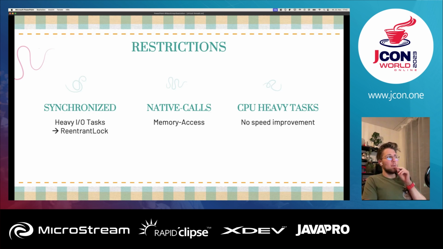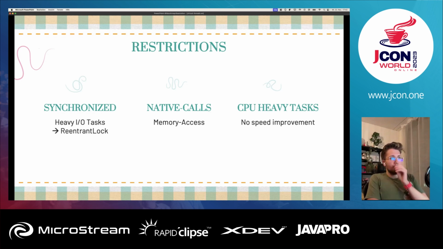Second one is about native calls. Native calls have the problem that if you call into C or C++ code, you can this way access memory addresses. And because of this, the virtual thread is also pinned on the worker thread. So there is currently no way of doing this otherwise, because we cannot just move memory stuff around if we have to think that there maybe is an access to this memory.